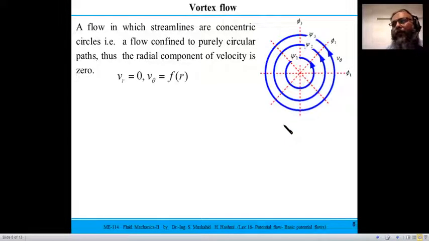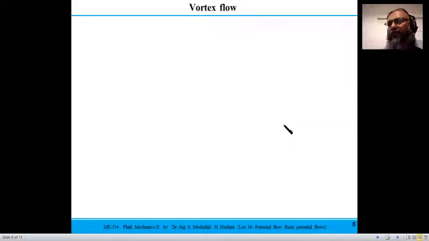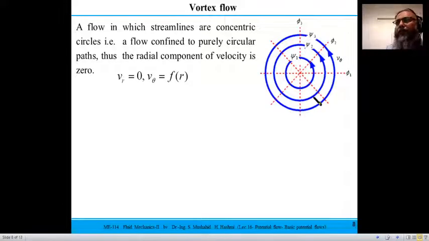Okay, there is another type of flow. For example, in a source and sink flow, the streamlines are in the radial direction. In vortex flow, things are opposite. The radial component is absent, and the only acting component is in the tangential direction. So streamlines would be concentric circles, and the radial lines would be your equipotential lines or velocity potential lines. So you can think of vortex flow as the opposite case of source and sink flow.